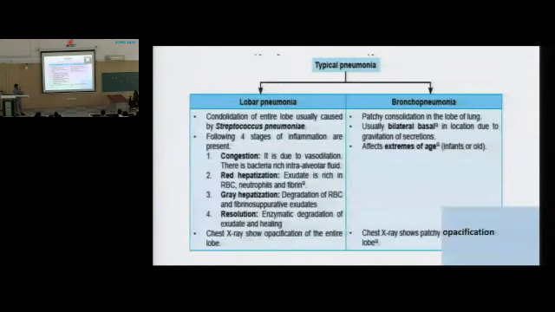So we have seen in histopathological examination, lobar pneumonia has 4 stages: congestion, red hepatization, grey hepatization, and resolution. While bronchopneumonia or lobular pneumonia doesn't have the 4 stages. They will have only 1 stage of infection. And in chest X-ray, in lobar pneumonia there will be opacification of the entire lobe, while due to patchy involvement you will see patchy opacification. Clear? Any doubts? You can ask.